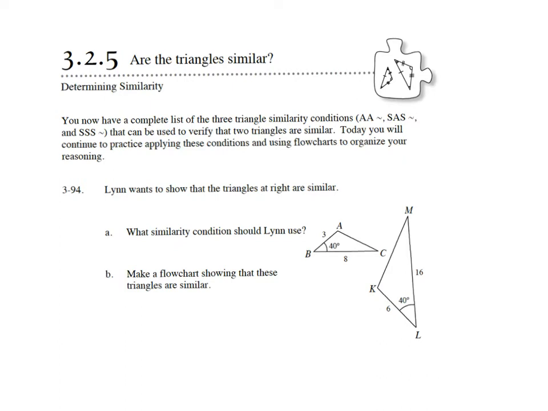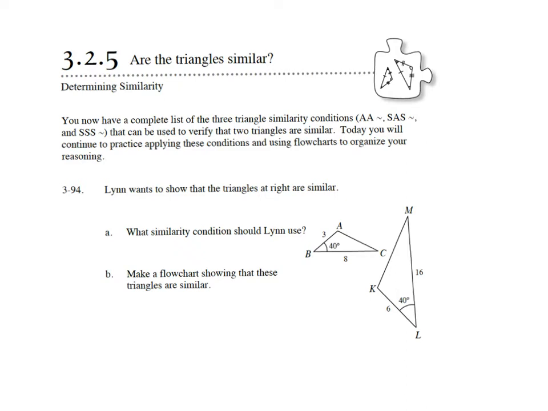Today's lesson is really going to continue our idea of determining similarity between two triangles. The directions on 3.2.5 say you now have a complete list of triangle similarity conditions, angle, angle, side, angle, side, and side, side, side, that can be used to verify that two triangles are similar. So what we're going to do is continue to build off of that. We talked about flow charts being a manner for us to be able to justify that two triangles are similar. We list our facts and then we write a conclusion.